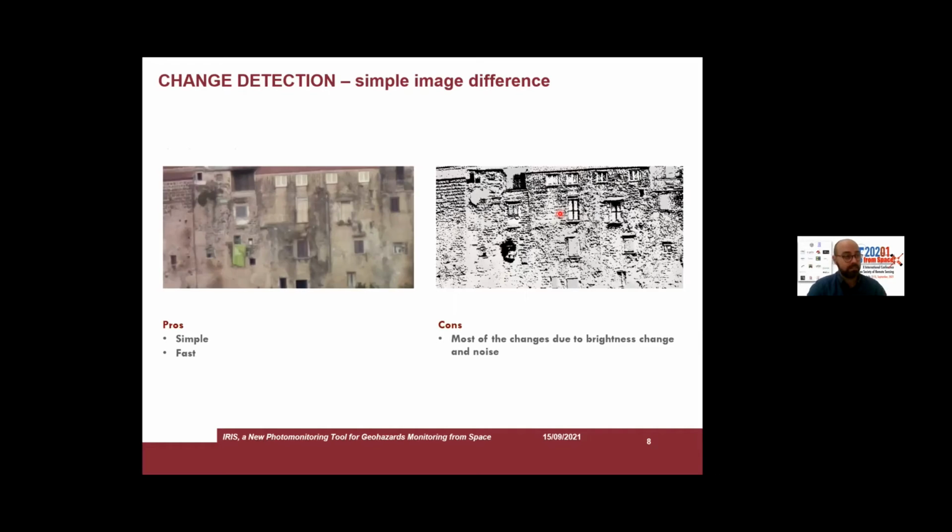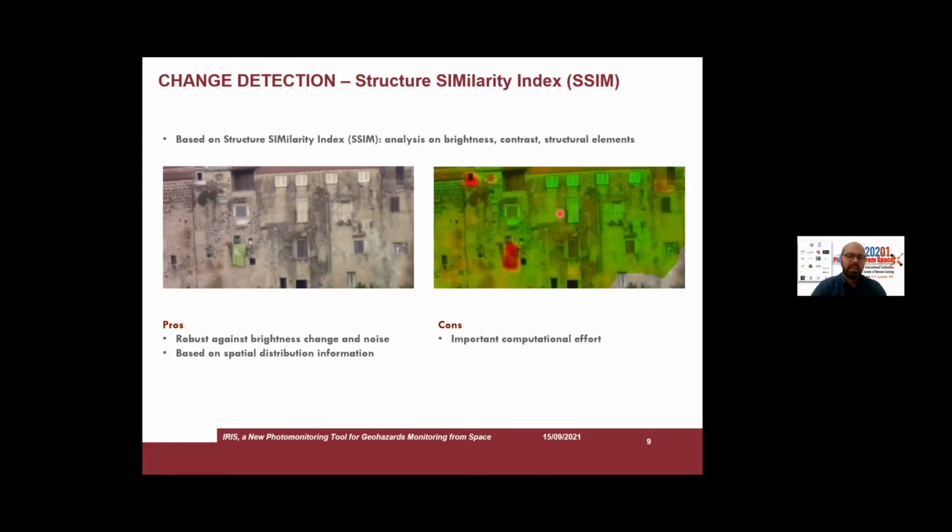Regarding change detection, we can use a simple image difference. This process can be done by using a simple tool in a GIS environment that is very fast and simple, but sometimes changes due to brightness changes are not visible. For this reason, we can improve this process by using more sophisticated algorithms, for example, the structural similarity index, based on the indexing of results obtained from each pixel.